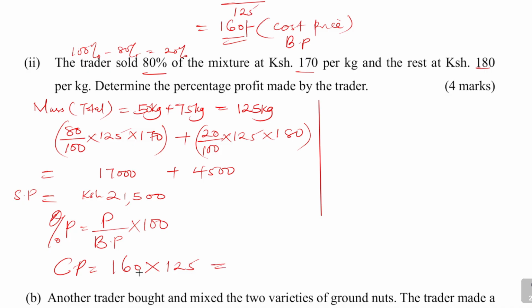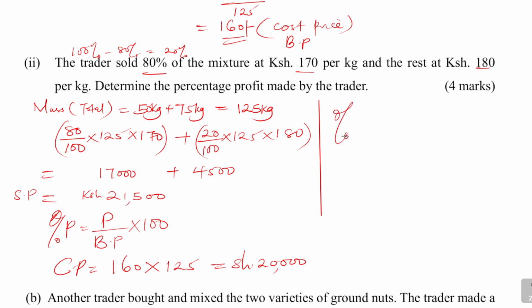So 1 kg costs 160. What about 125 kg? When you multiply these, you get 20,000. So this will be the buying price, or simply the cost price. With this, we can now get the profit, and then we get the percentage profit.